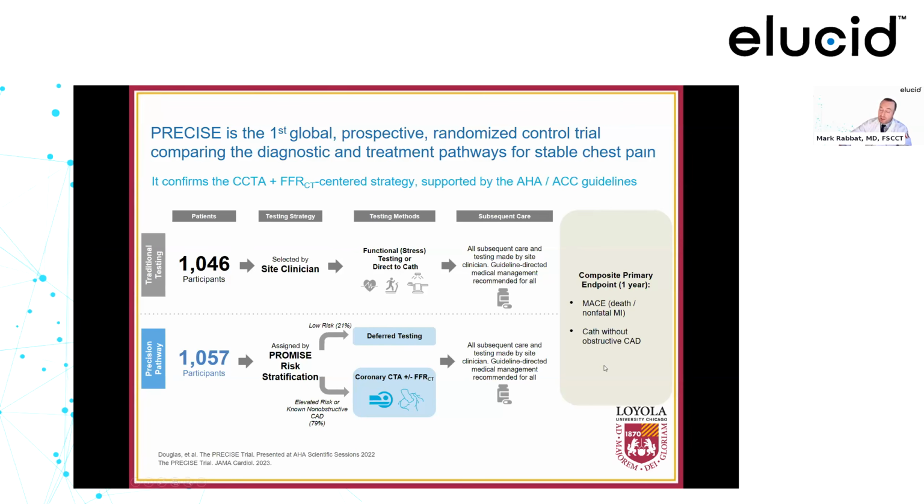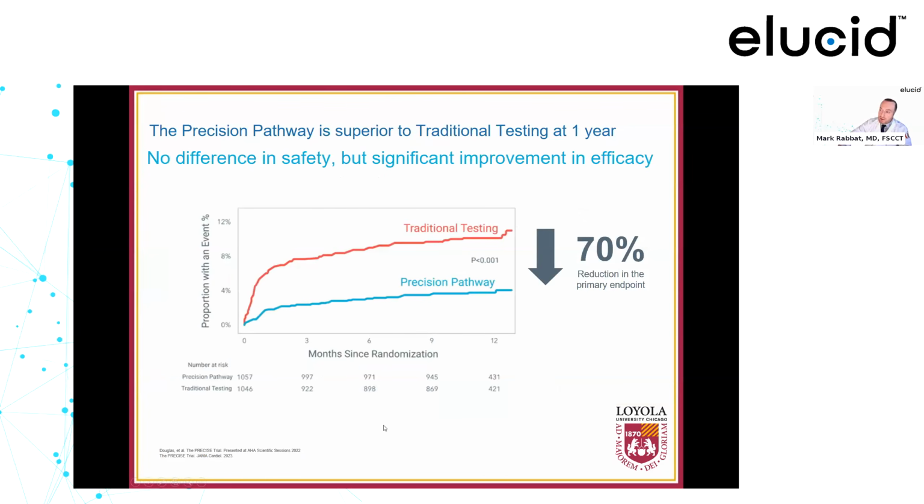The primary composite endpoint at 1 year was MACE, which included death, non-fatal myocardial infarction, and cath without obstructive coronary artery disease. Now, this data was presented as a late-breaking clinical trial at the American Heart Association meeting and was recently published in JAMA Cardiology. And these are the results. You can see that the precision pathway was indeed superior to traditional testing at 1 year, and there was no difference in safety, but a significant improvement in overall efficacy at 1 year follow-up.